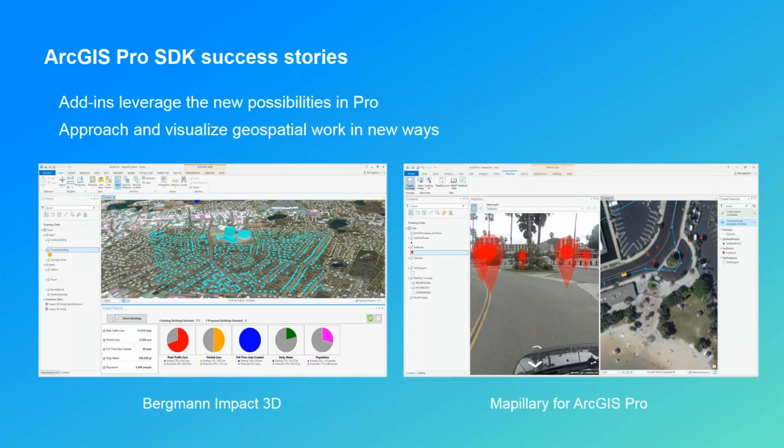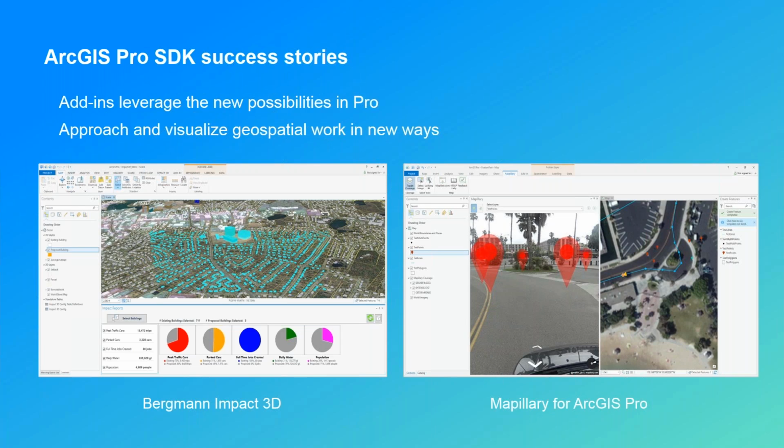All right, and also we're seeing users create entirely new products on Pro, taking advantage of 3D and other new capabilities. On the left from Bergman Associates is Bergman Impact 3D, which allows urban planners the ability to assess the impacts of new construction on surrounding areas. And on the right from Mapillary is Mapillary for ArcGIS Pro, which allows users the ability to view and create features interactively in their Mapillary street-level imagery.